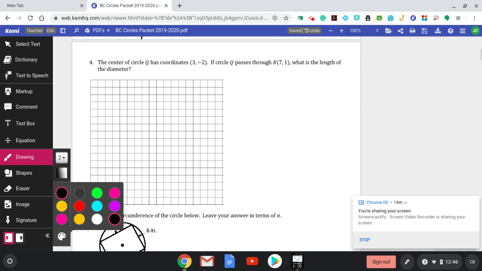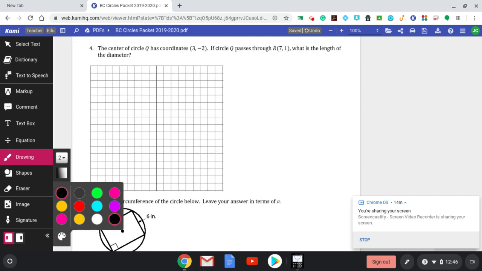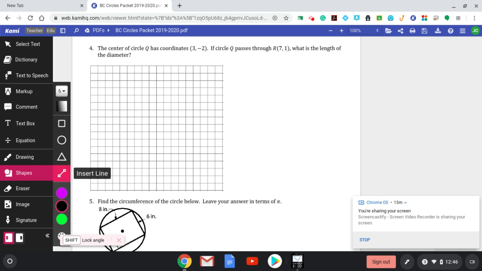Next up, circle Q has coordinates. Yep, passes through there. What's the length of the diameter? Woo, buddy. All right, let's get a little peek at what this looks like. If you guys want to graph it, stop the video and graph this. I'm just going to get my lines out here.